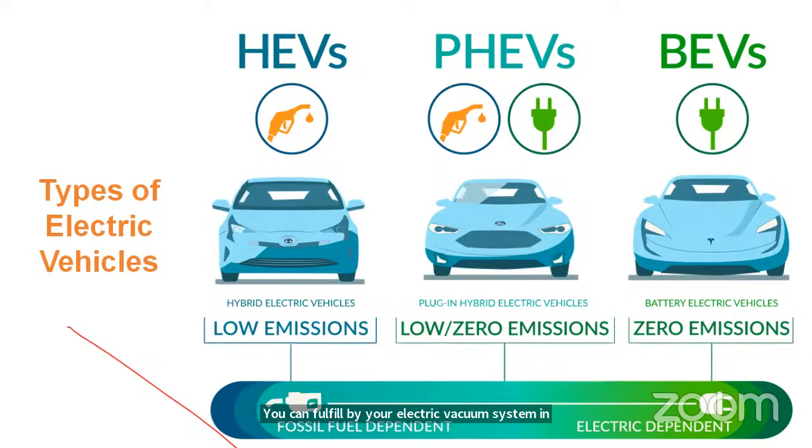And whenever you have to go on a long run, since the battery pack is not as big as in a pure electric vehicle, you can switch to the IC engine system once your battery gets completely discharged. So these are the three major differences between the battery electric vehicle, the hybrid electric vehicle, and the plug-in hybrid electric vehicle. Clear to everyone?